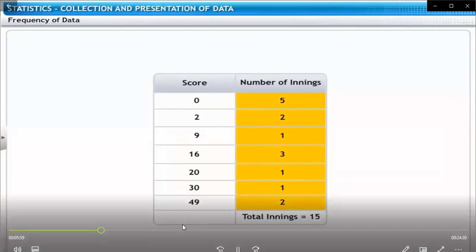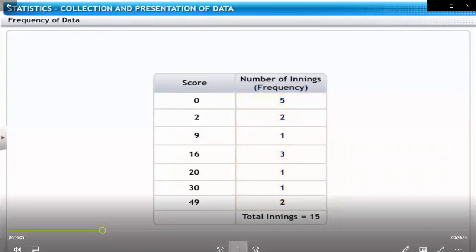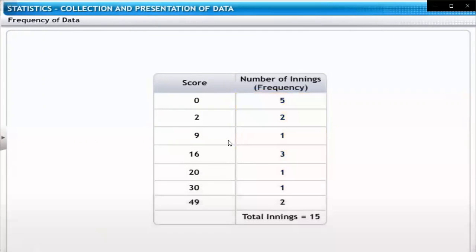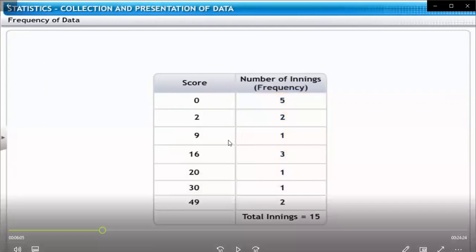So if some value is repeating, we can write it all together. That's why it is called frequency. So what is frequency? For example, in this case, the number of innings in which he is scoring the same amount of runs. For example, in one inning he scored 20 runs, so the frequency for 20 runs will be 1. Similarly, in two innings, if he scored 49 runs, the frequency of scoring 49 runs will be 2 only.